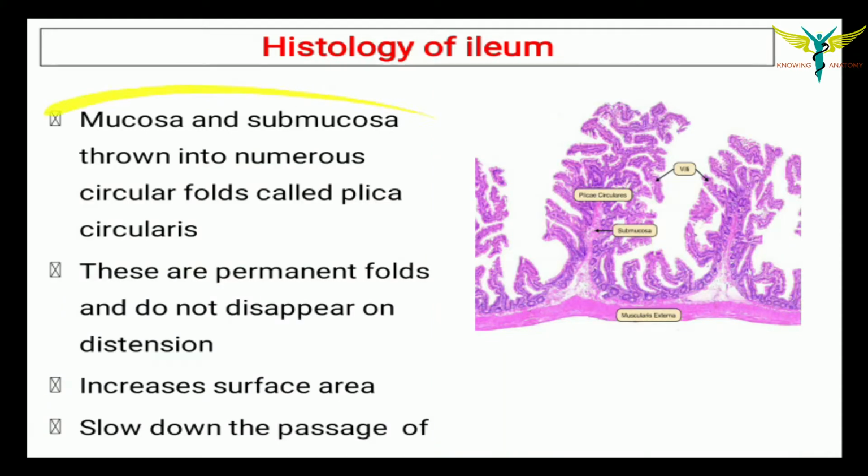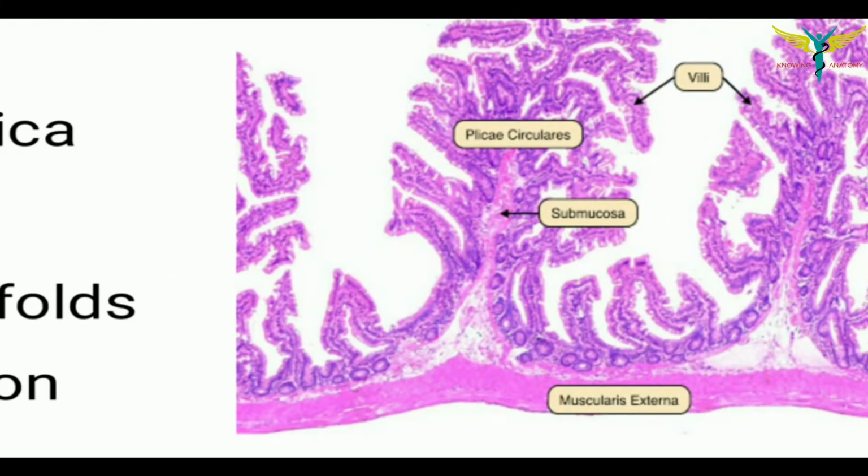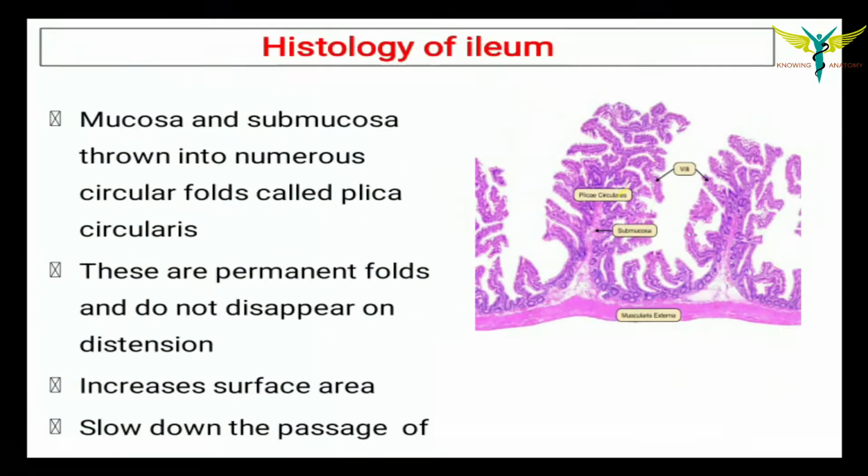Mucosa and submucosa are thrown into numerous circular folds called plica circularis. You can note them here. These are the plica circularis and these are the folds. These are permanent folds and do not disappear on distension of the intestine. The function of these plica circularis is to increase the surface area and to slow down the passage of the food.